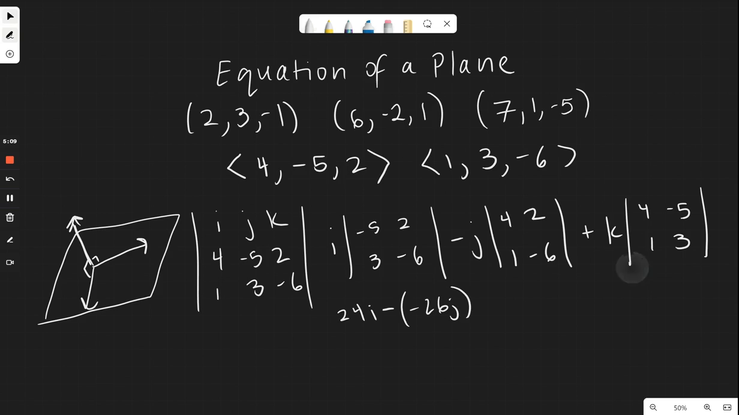And then plus, this is 12 minus negative 5, so 17k. And now our final equation for this is 24i plus 26j plus 17k. But this is an expression. It doesn't mean anything. We can take any point, not just these 3 points, and plug them into this expression. For this to be a plane, it has to be equal to something.